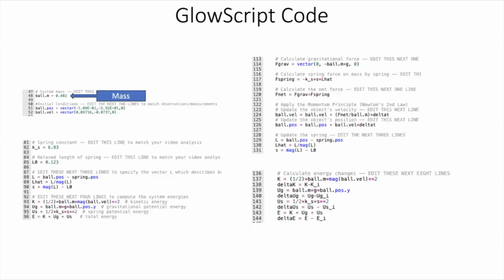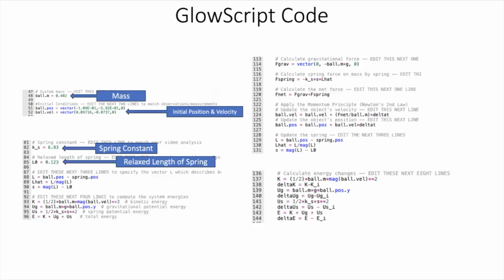Line 48 was changed for the mass. Lines 51 and 52 were changed for initial position and velocity. Line 82 was changed for spring constant. Line 85 was changed for the relaxed length of the spring. Lines 88 to 90 were changed for the stretch of the spring. Lines 93 to 96 were changed for the energies.